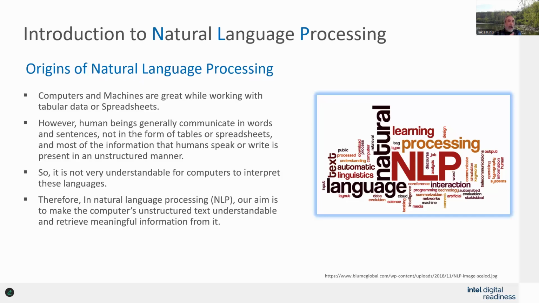And natural language processing is the thing we're talking about, where we can interface with a machine by just talking to it or feeding it some words. All right, so kind of a big buildup there, but it is one of the biggest aspects of AI because it is the most human aspect of us, to be able to communicate verbally, and then having computers be able to understand that. So it says computers and machines are great while working with tabular data or spreadsheets. Yeah, right. Because that's what they were built to do.